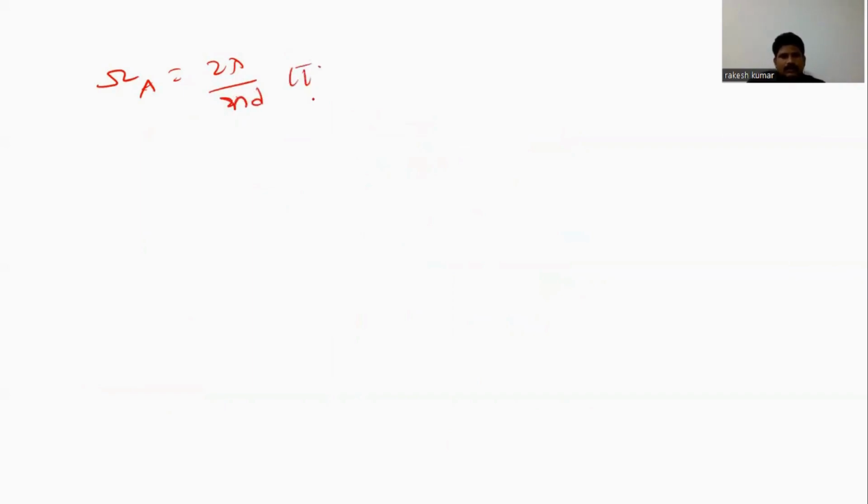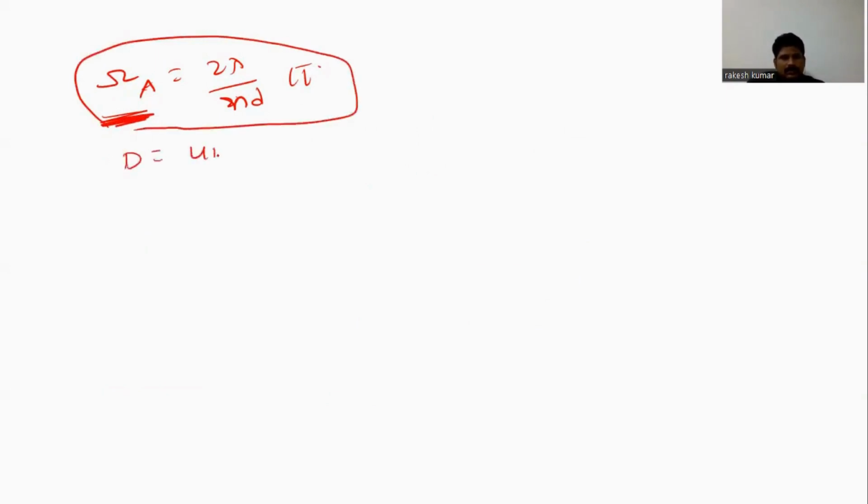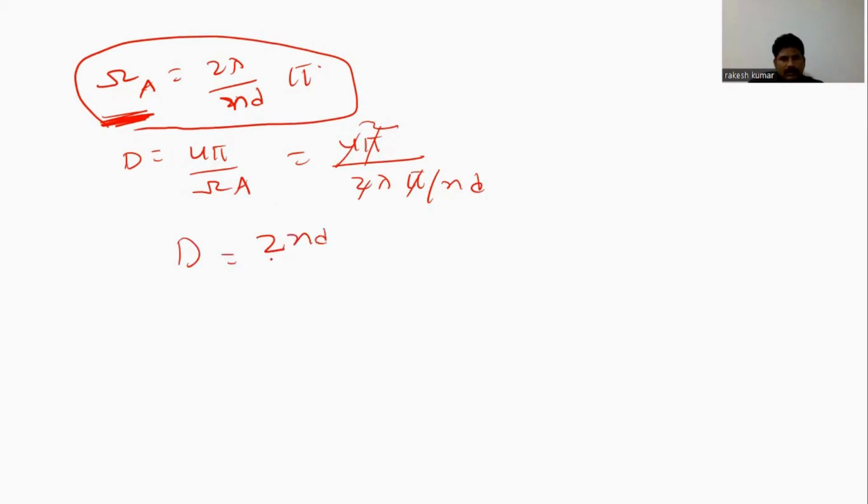So 2 lambda by nd into pi. This is the formula for beam area. What is the formula for the directivity? Directivity is equal to 4 pi by sigma a. So it is 4 pi by 2 lambda pi by nd. Pi will get cancelled once, therefore directivity is equal to 2 nd by lambda.